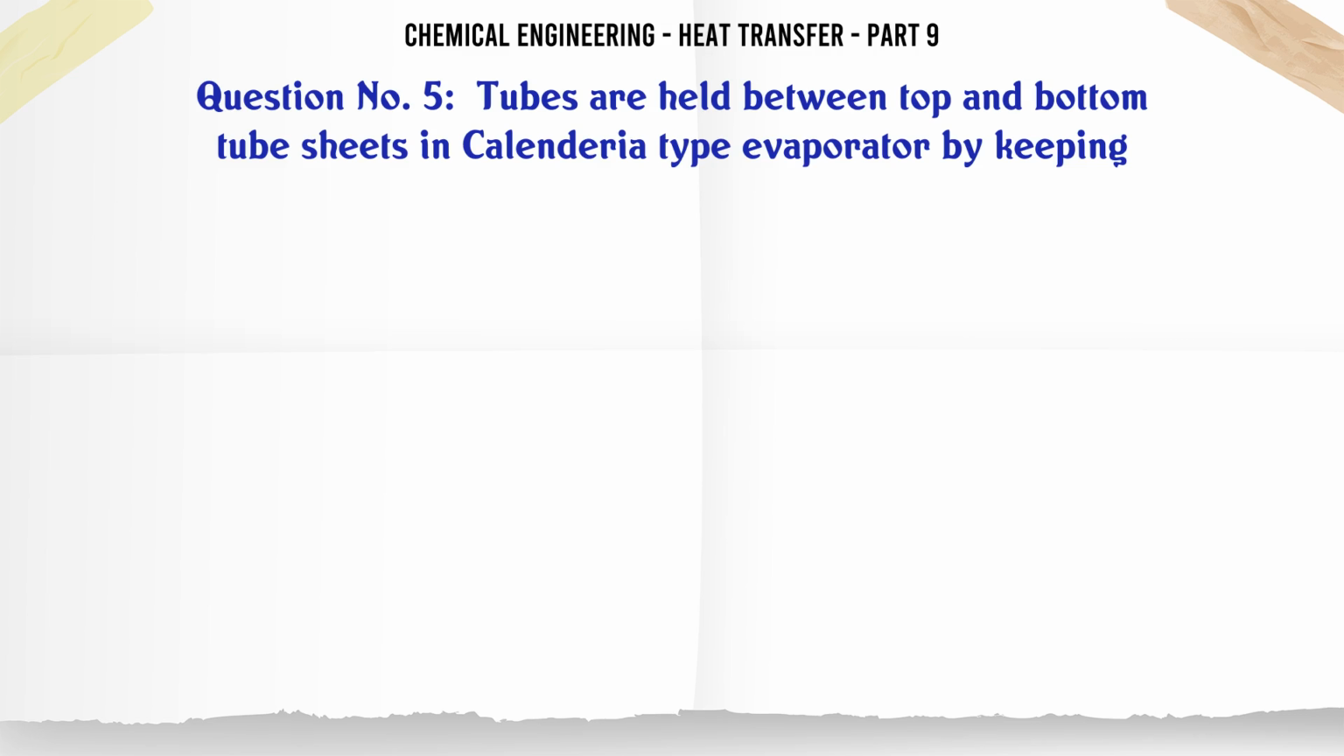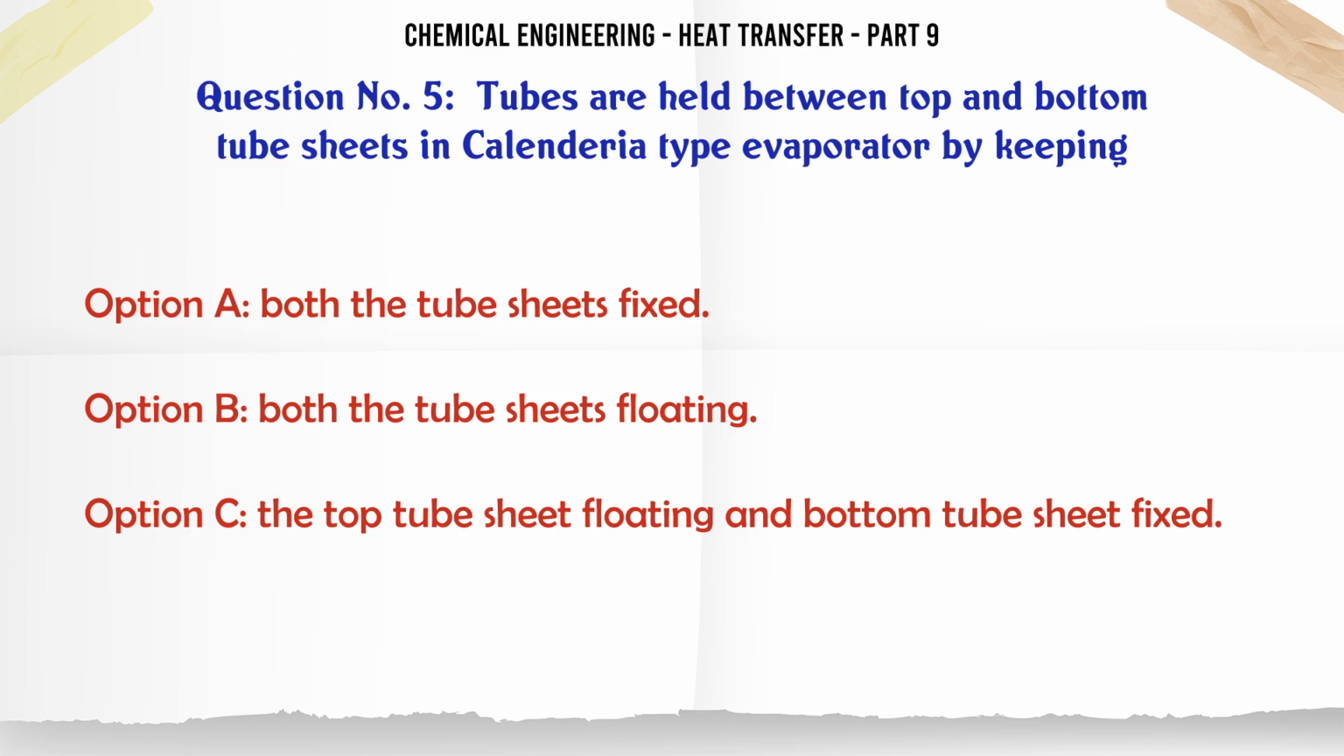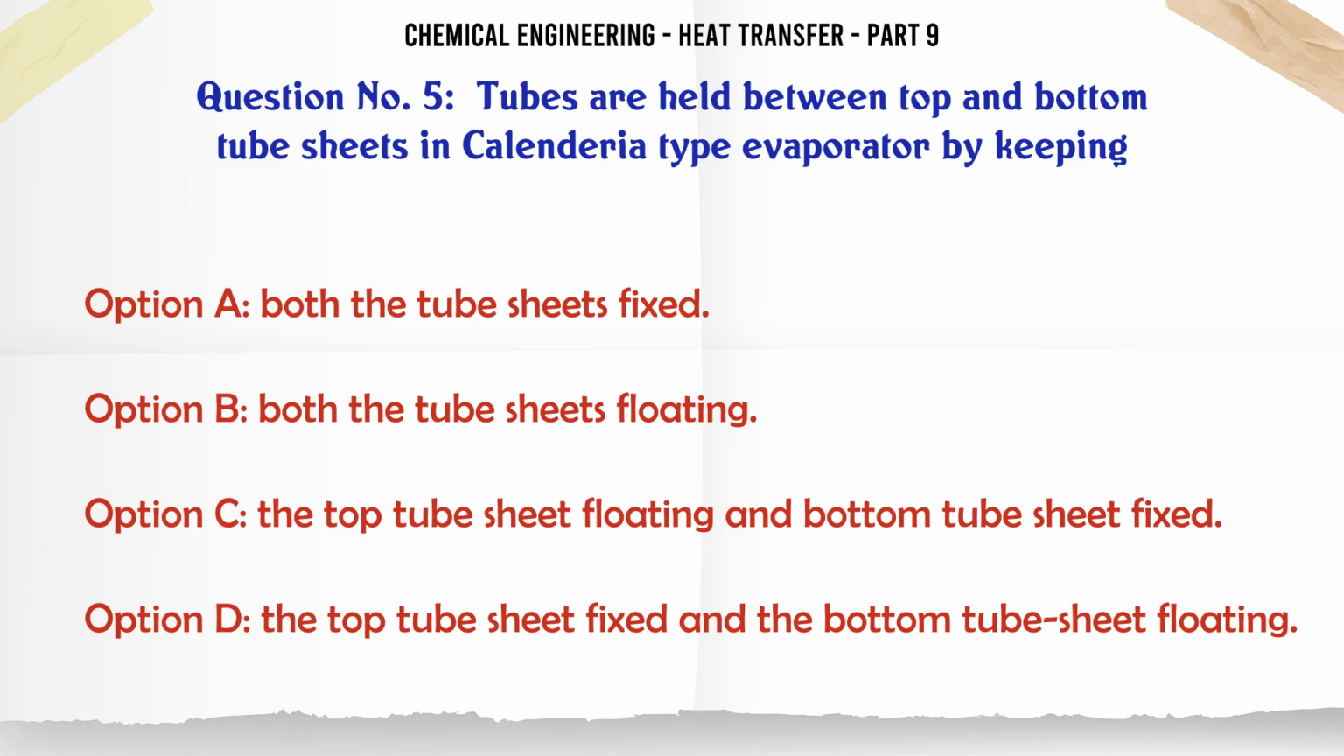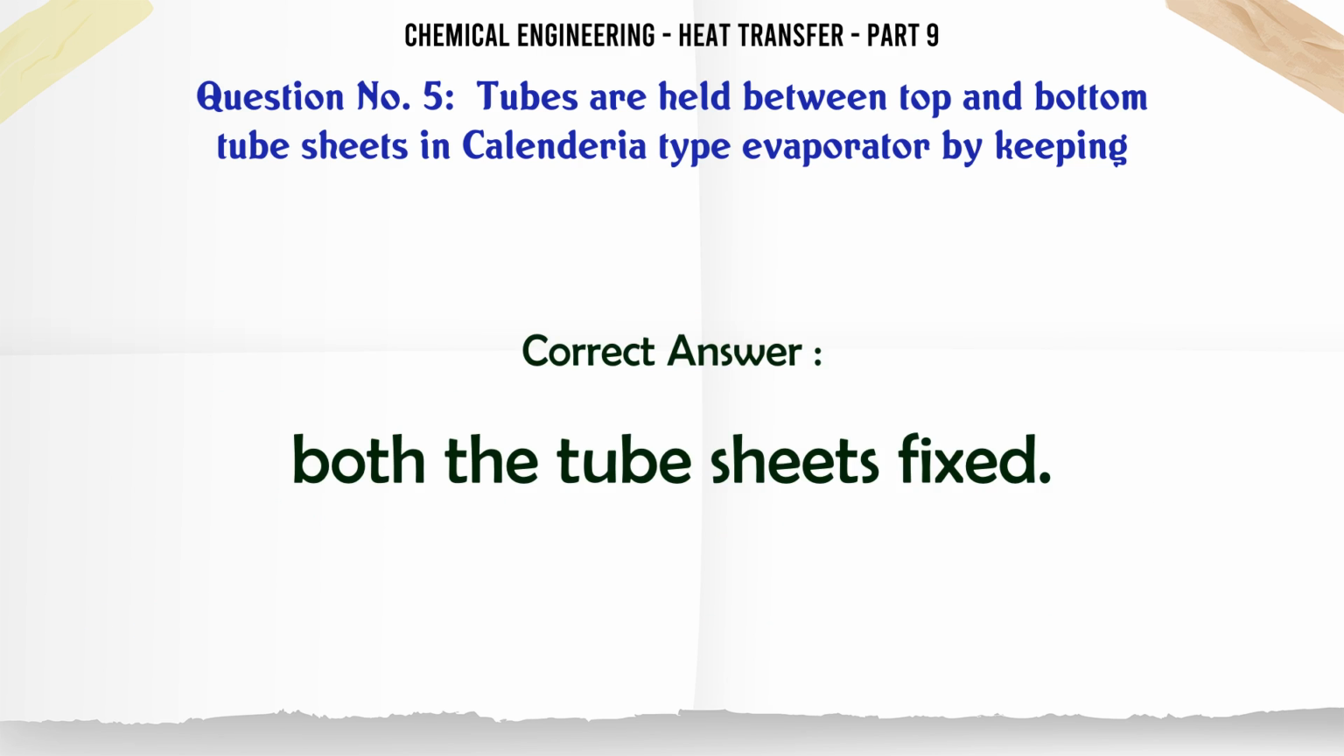Tubes are held between top and bottom tube sheets in Calandria type evaporator by keeping: A, both the tube sheets fixed; B, both the tube sheets floating; C, the top tube sheet floating and bottom tube sheet fixed; D, the top tube sheet fixed and the bottom tube sheet floating. The correct answer is both the tube sheets fixed.